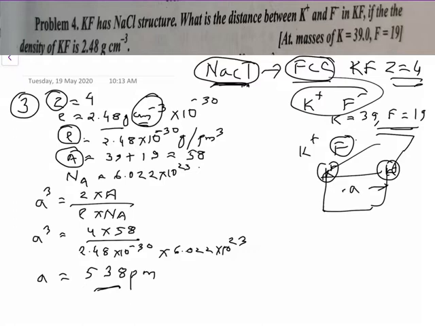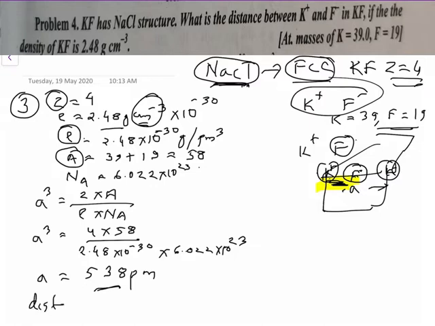But the question is asking what is the distance between potassium ion and fluoride ion. In NaCl structure, if cations are present at the corner, then your anion fluoride is present somewhere in the middle. So the distance between potassium and fluoride is what you have to calculate. And if you look at the diagram, this distance is exactly half of the distance from potassium to potassium, or the edge length.